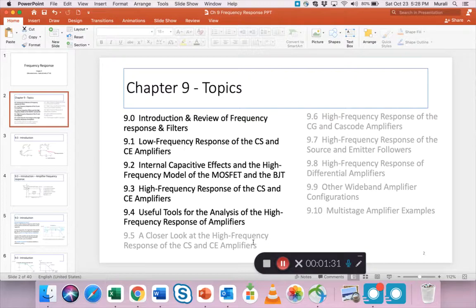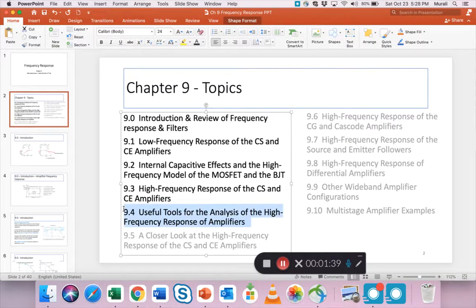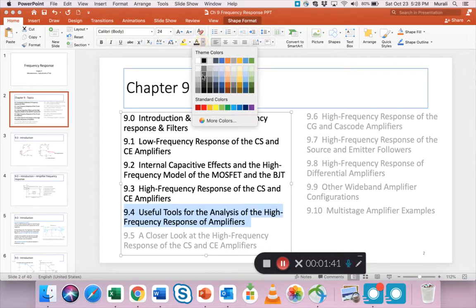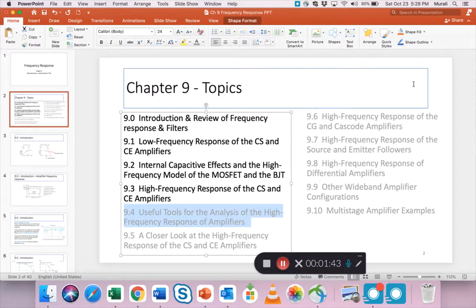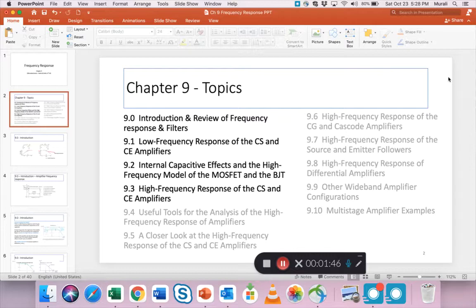As you can see, there are 10 topics in this chapter, and obviously this is a long chapter, so it would have normally taken me at least 2 weeks to go through all of this. Since we don't have so much time, I thought we would at least do the first 4.